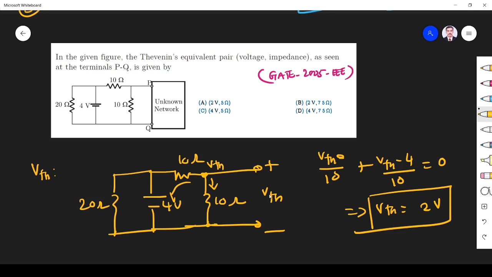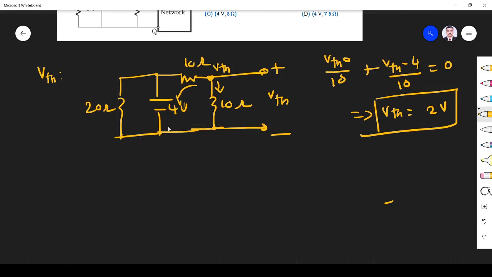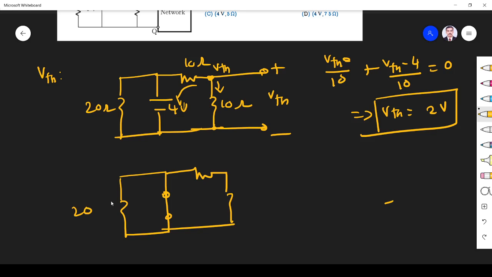Next, what we have to find? We have to find R Thevenin. If I want to find R Thevenin, I have to replace the voltage source by shorting it. So this one, I short it. I shorted the voltage source. This one and this one. 20, 10, 10, 10. This is the R Thevenin, right?